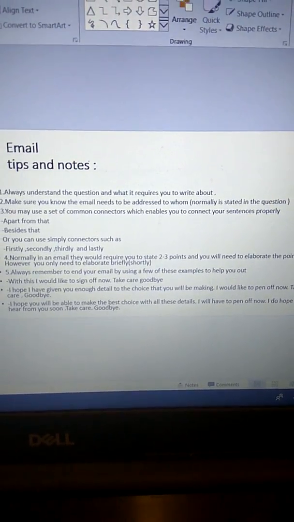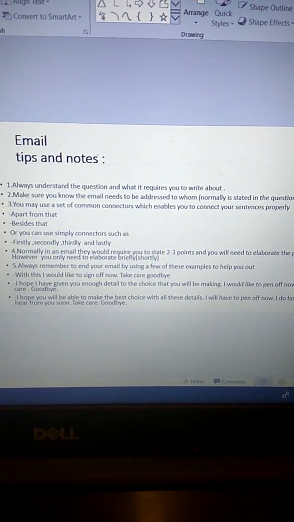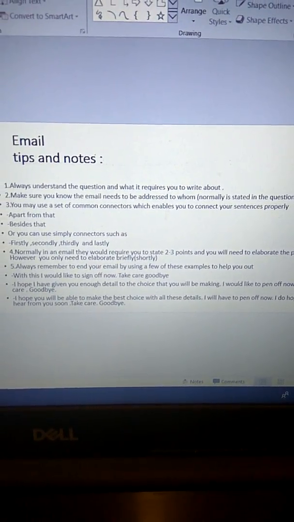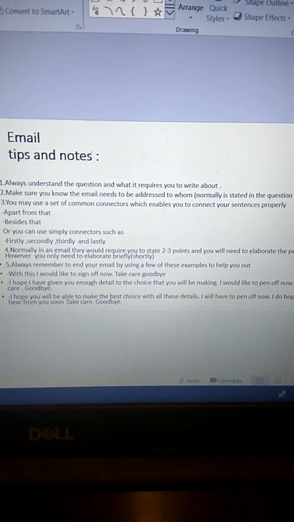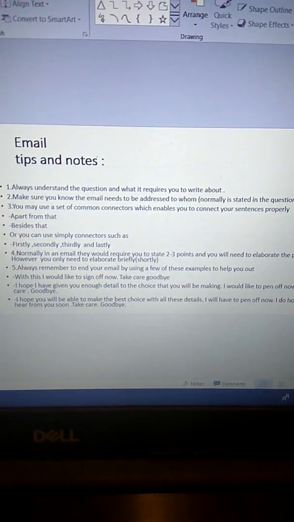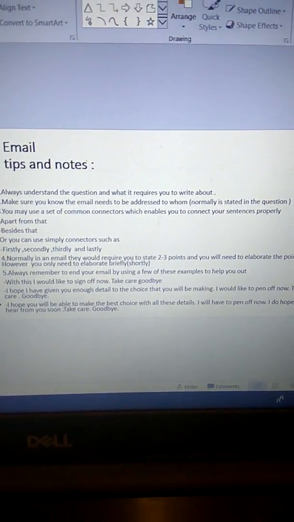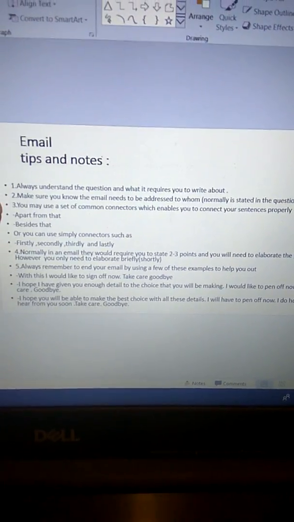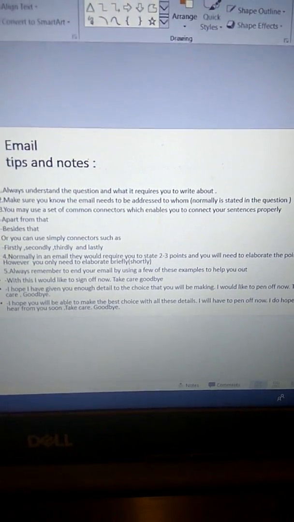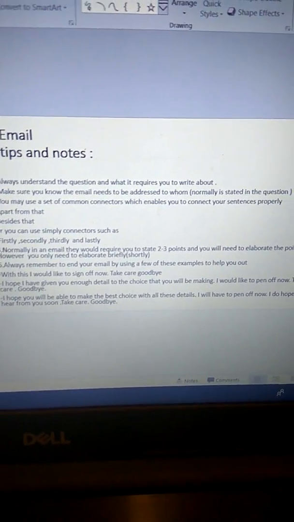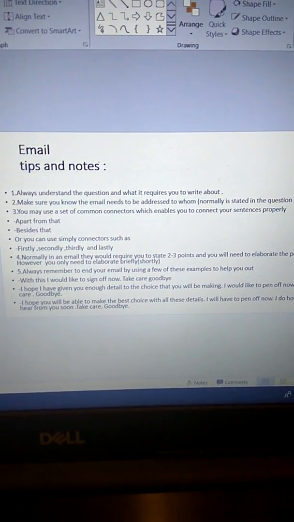Now let me give you an example. Let's say they are stating that this email needs to be written to a sister, and you actually wrote it to your brother, and you use the wrong personal pronouns. For example, you use the word he, and it's actually supposed to be stated to your sister, so your whole email goes wrong because you stated it to the wrong person. So that's why point number 2 is very important, and reading the question is very, very important in an email or whatever essay questions that you are doing.